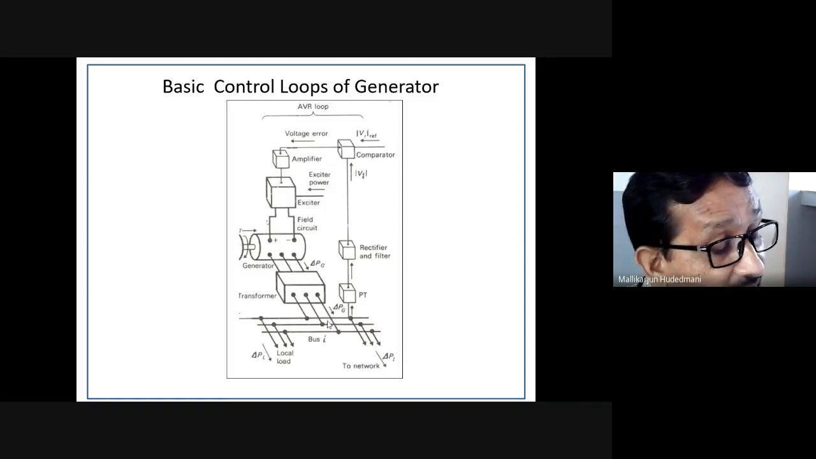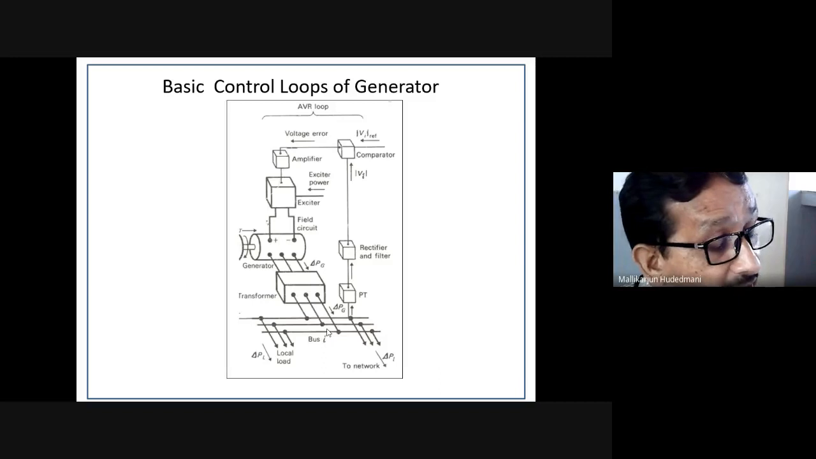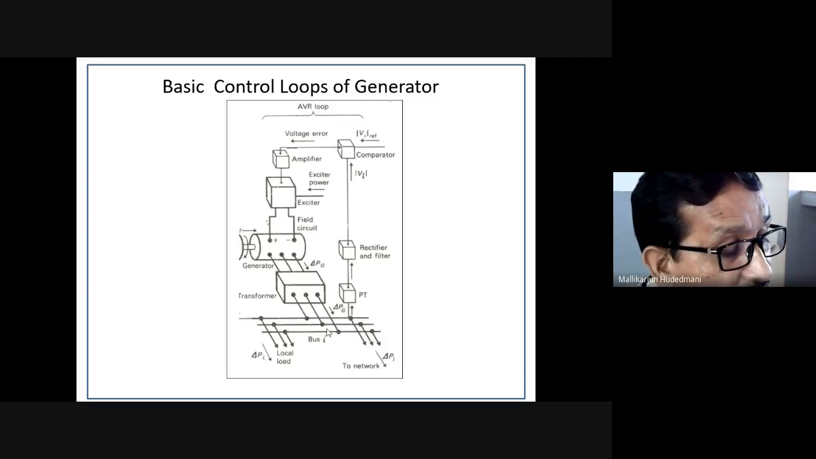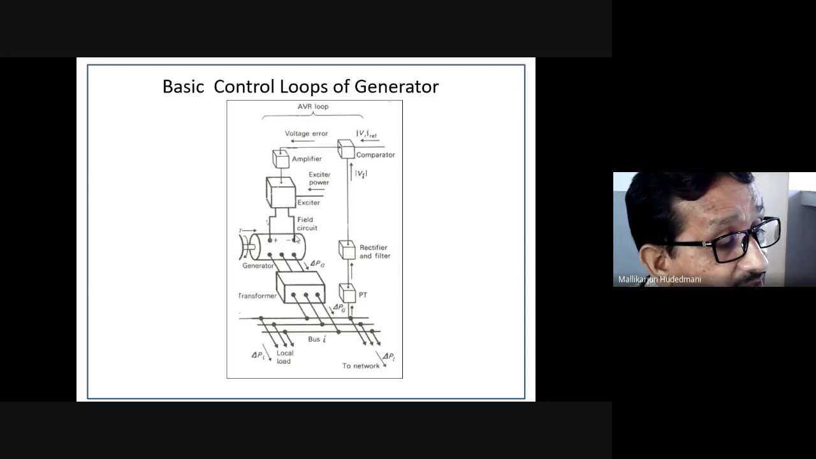Voltage is measured here because I am sensitizing it on automatic voltage regulation. What is the voltage required? What is it right now? I want to compare and control. Then for its expected terminal voltage, I have a set point. V reference, V ref. This reference point I have set. On that reference point, the amplifier and the exciter respond to provide the requirement of DC to the field system.